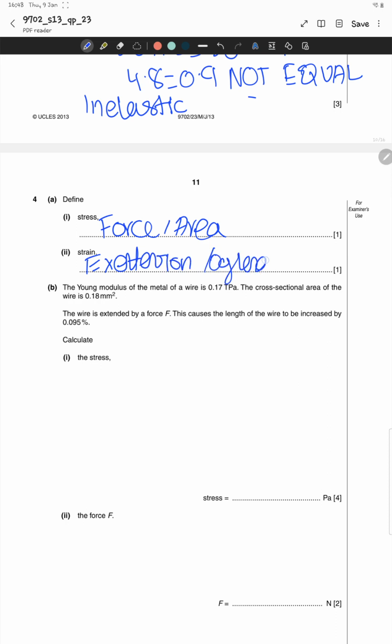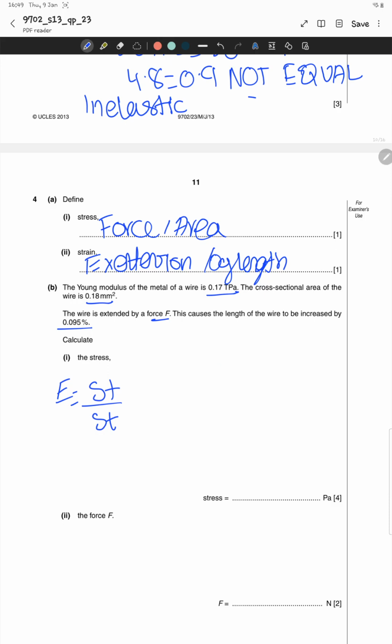Young modulus, you're given a wire. The cross-sectional area of the wire is this, where it's extended by force F. This causes the length of the wire to be increased by 0.095%. Calculate the stress. Alright, so E equals stress over strain.